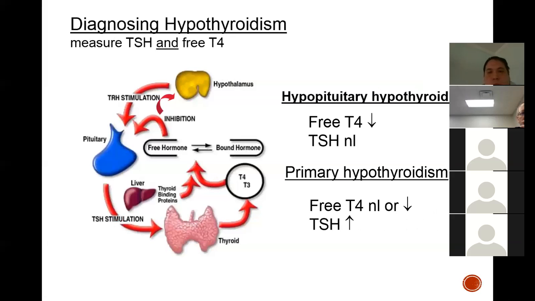Then you have primary hypothyroidism, where the TSH is going to be elevated, and the free T4 could be normal or low.